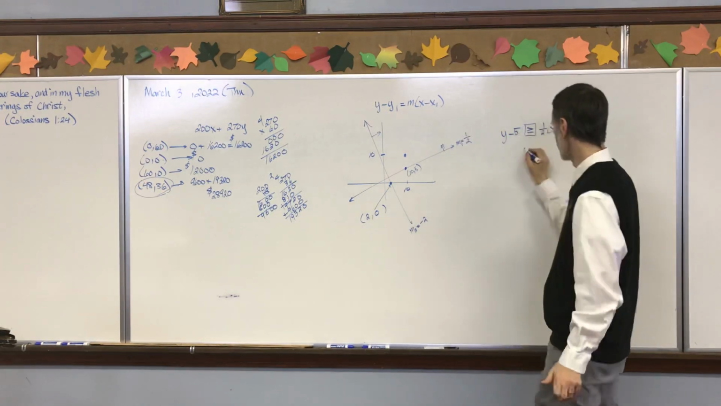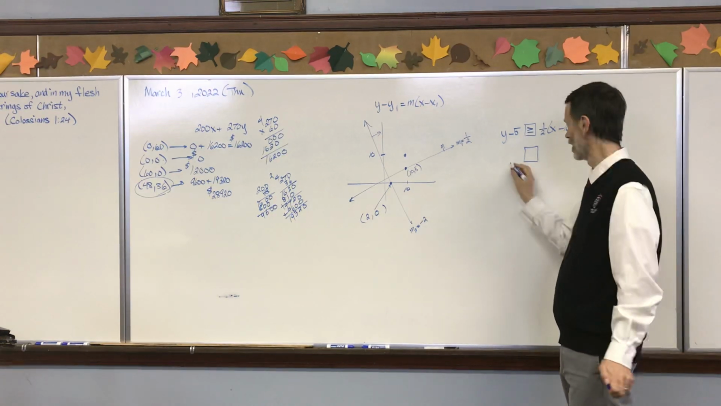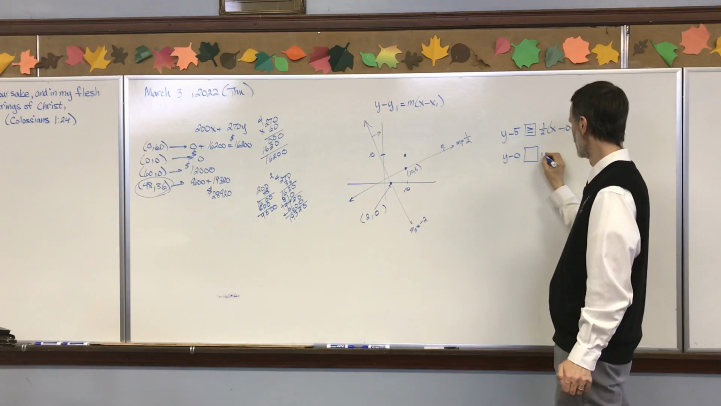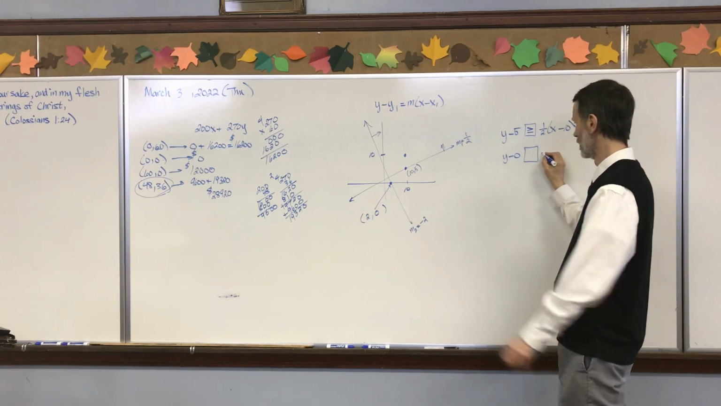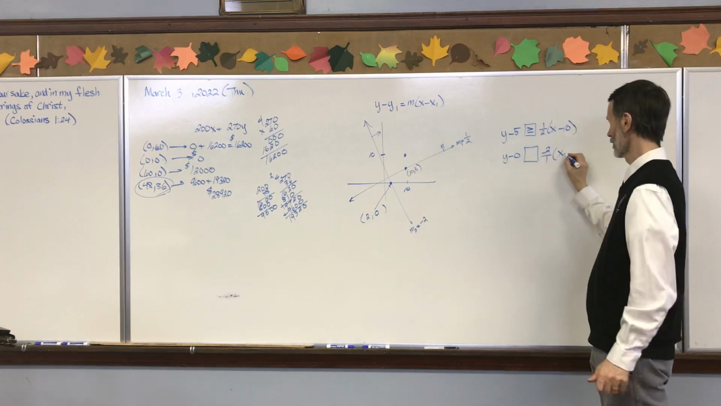Somebody give me the formula from beginning to end, don't give me the symbol in between. Y minus 0. What's the slope? Negative 2 over 1. Parentheses, what? X minus 2.